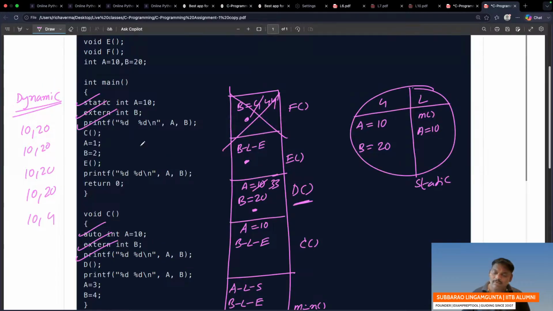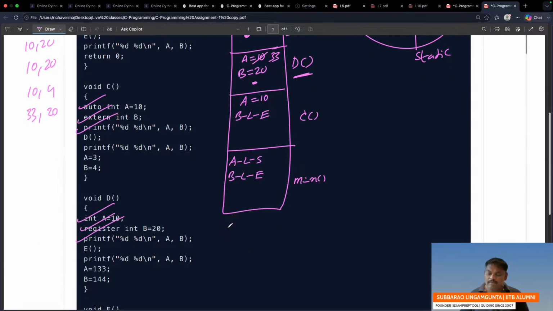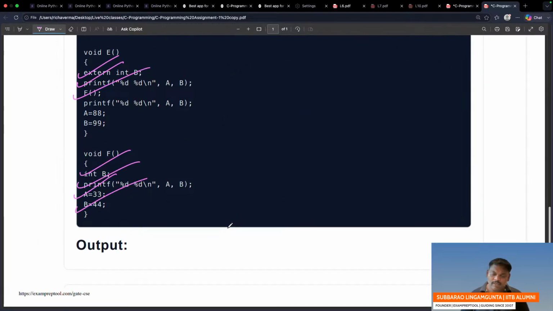B global, confirm. What is the B? 20. What is the A previous? Wherever you are, here, not there, here. So I think what is the answer? A 33. Right? So I think in the E function, the second printf is also over. Next one, 88, 99. Remember, wherever you are printing, those things you have to change.